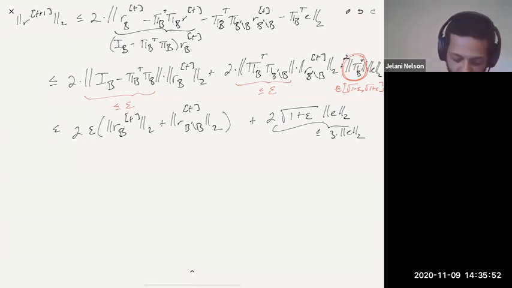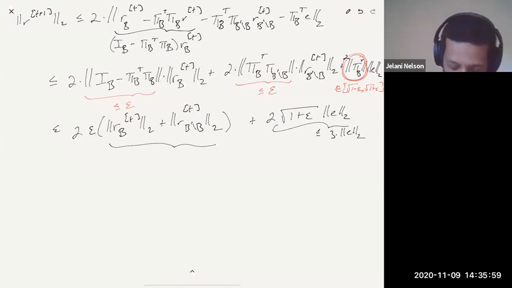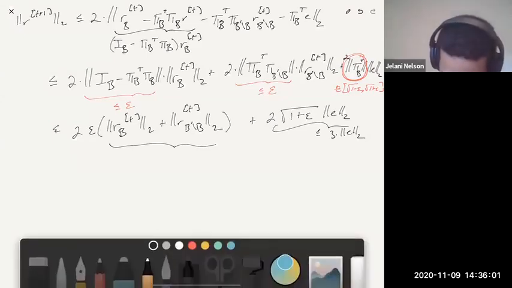Okay, what can I say about this? So this is just going to be like the AM-GM inequality. So notice that, let's just give these names. Let's call this alpha, and let's call this beta, right?